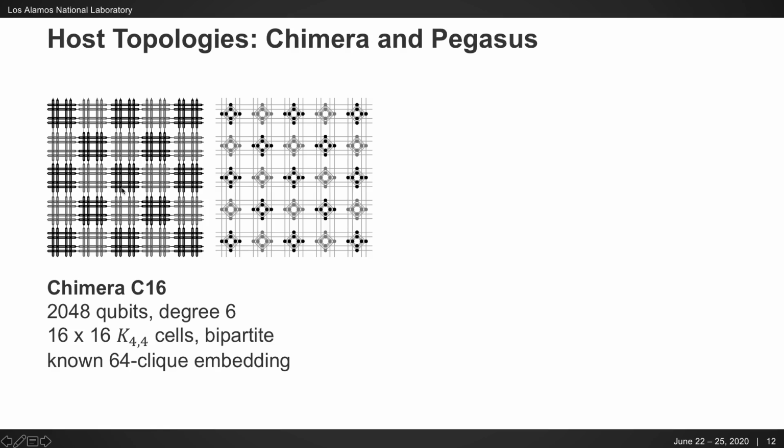rectangular qubits with couplers between intersecting qubits and between adjacent qubits. So this gives rise to a 2048 qubit graph. We show only an excerpt here, where the nodes have degree 6, and we have 16 times 16 bi-clique K4,4 cells. The graph is bipartite, and there is a known 64 clique embedding.